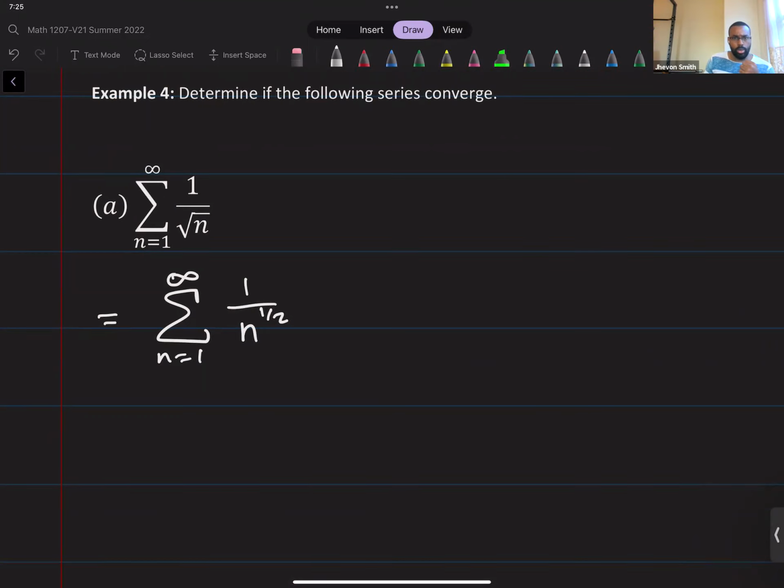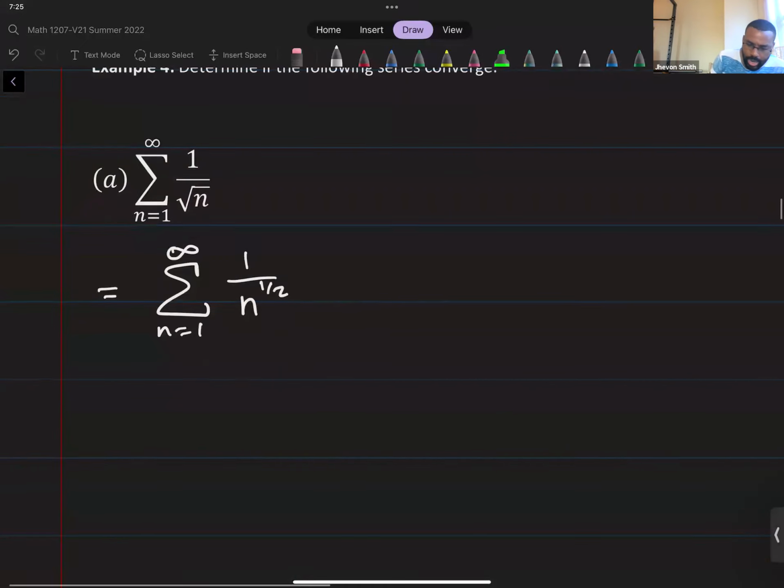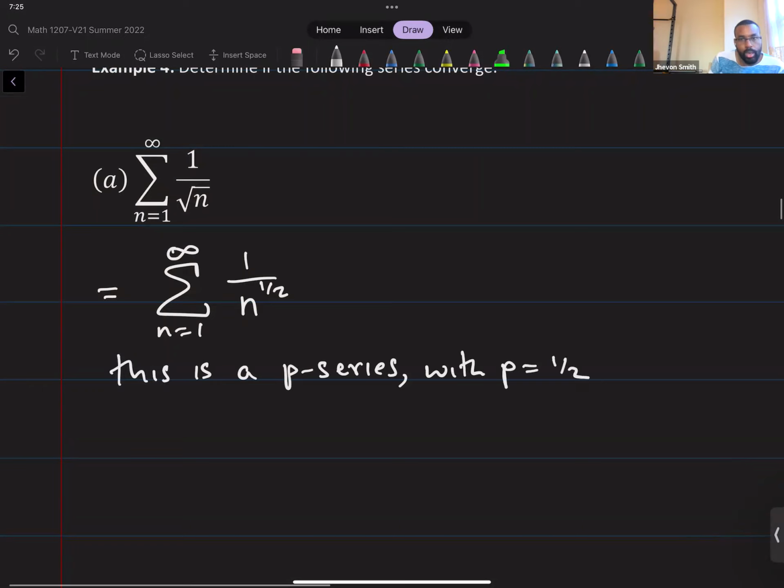Okay, so you will realize that you can actually write that as that. And here you can just see that, hey, this is a P series, with P equals 1/2. Now 1/2 is less than 1. Therefore, it diverges. And that's it.